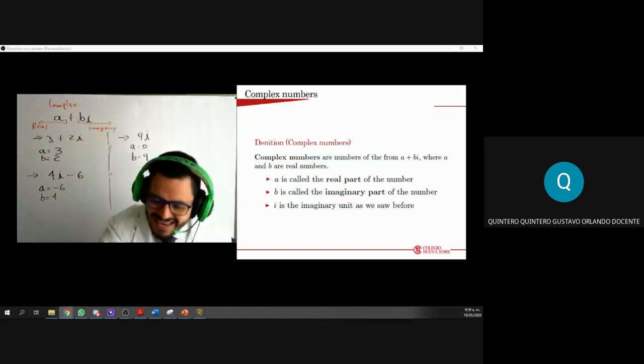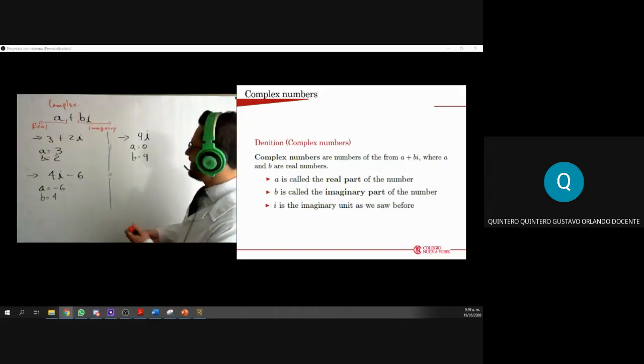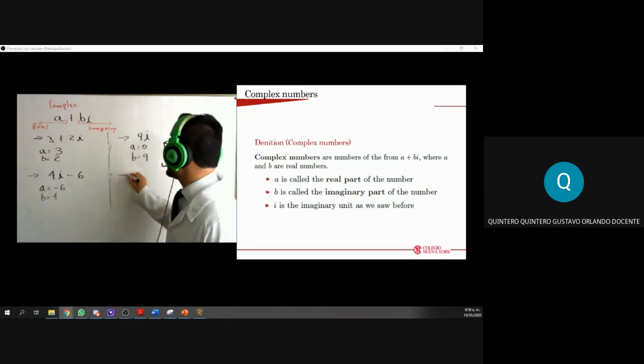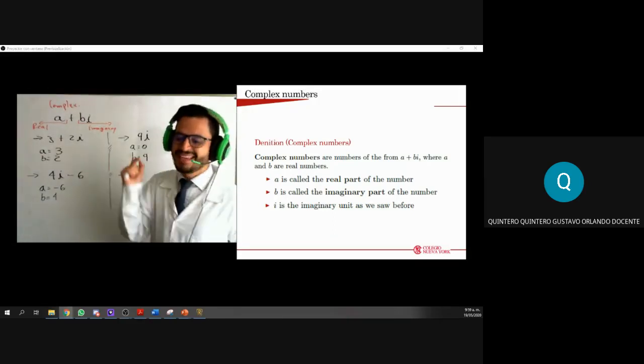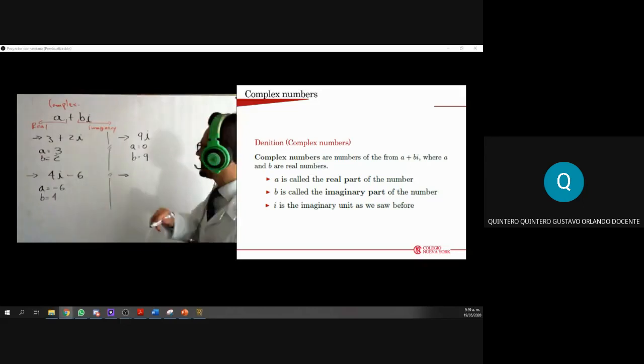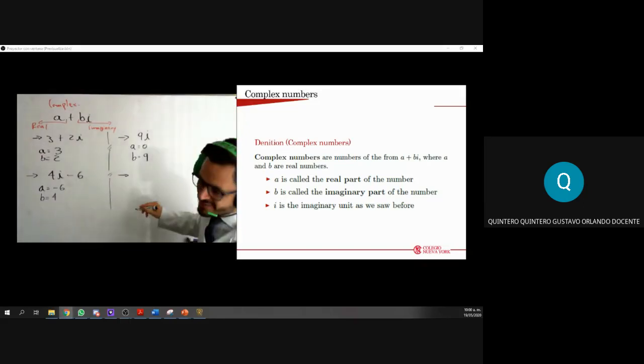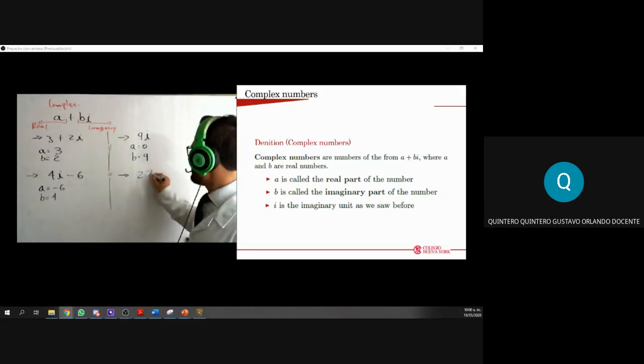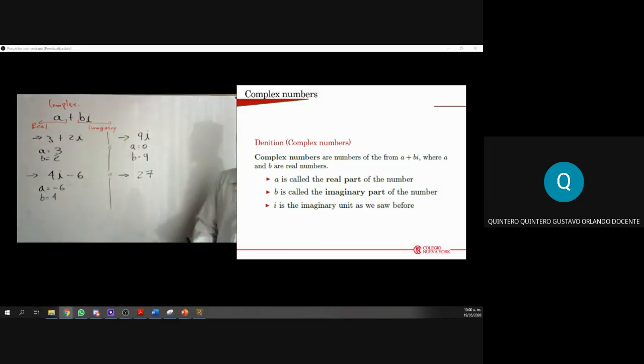But we can take it even further beyond. Look at this. And I assure you, this is going to blow your mind. Look at this. How about this number? Is this a complex number? Yes or no? In the chat, please.